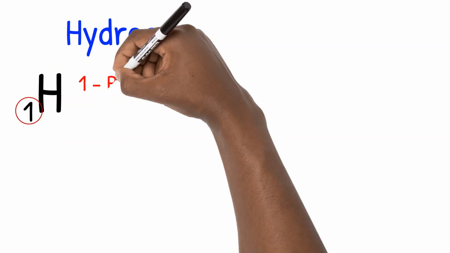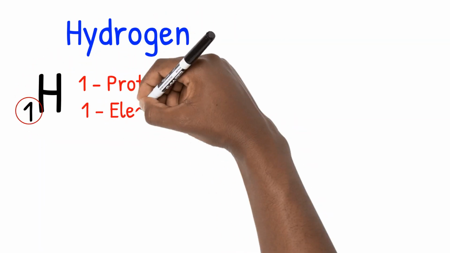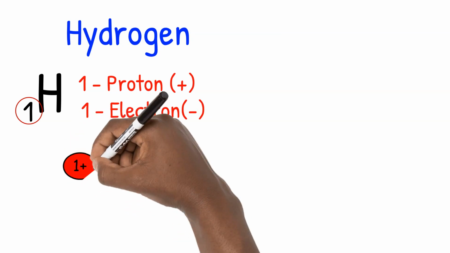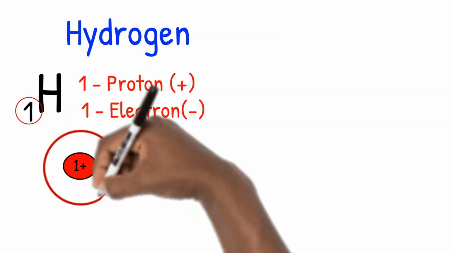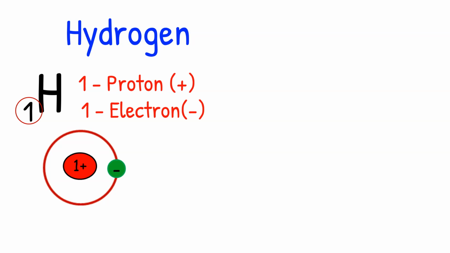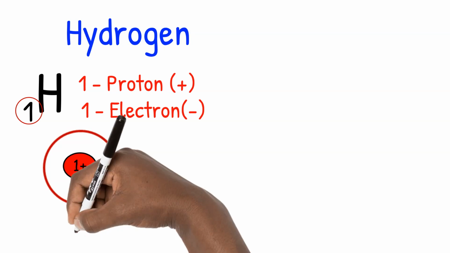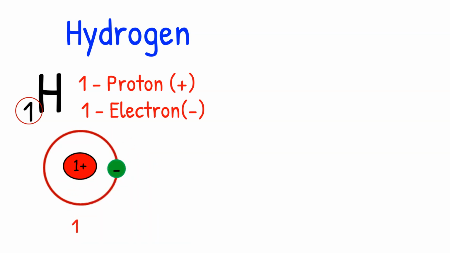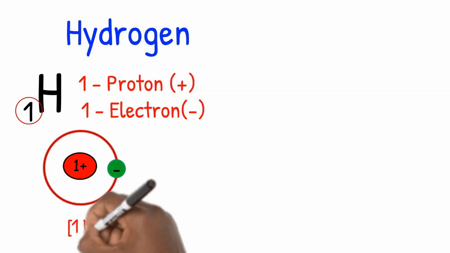Hydrogen has an atomic number of 1, which means it has 1 proton and 1 electron because it's neutral. That 1 electron goes in the first shell like this. Sometimes you're asked to write the electron structure, not draw it like this. So in that case, you have to put the number 1 down representing the electron and then put it in brackets like this.